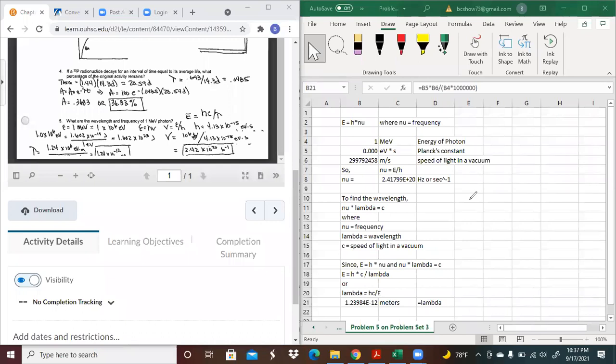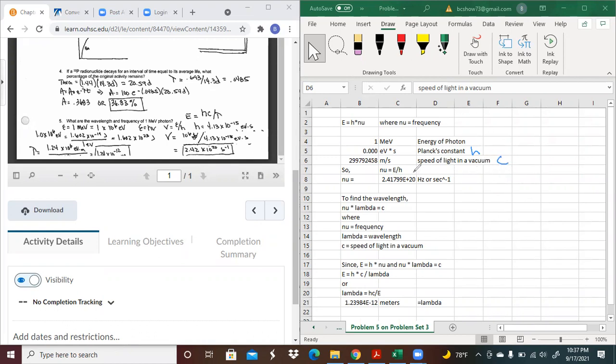All right. What do we know? We know that the energy of the photon is 1 MeV. Here are a couple of other things that you're going to need. H is going to be represented with Planck's constant, and if you look it up and you want it in eV seconds, this is going to be the value. Also, the speed of light in a vacuum, in meters per second, is going to be represented using the letter C.